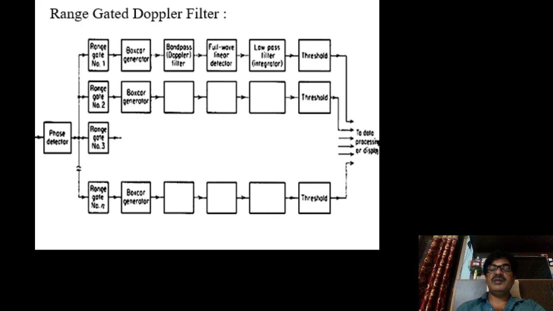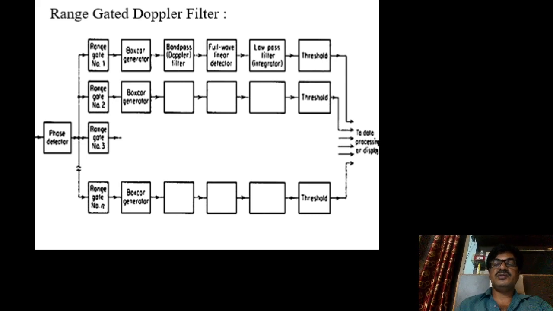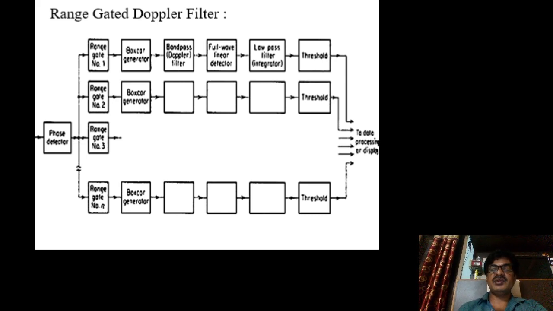Followed by that is a boxcar generator, which is a circuit like a sample and hold circuit. Already you know the purpose of the sample and hold circuit. After taking the sample, the value can be preserved for a certain period, so as to avoid loss of information from the samples. So that is the purpose of the boxcar generator.